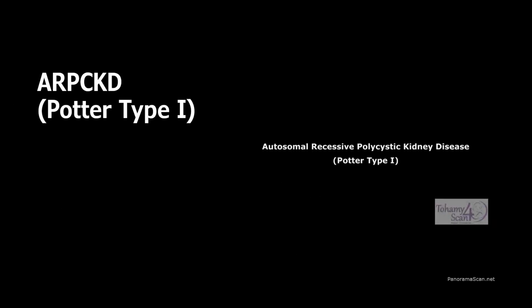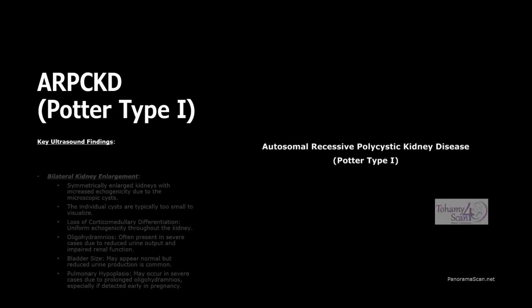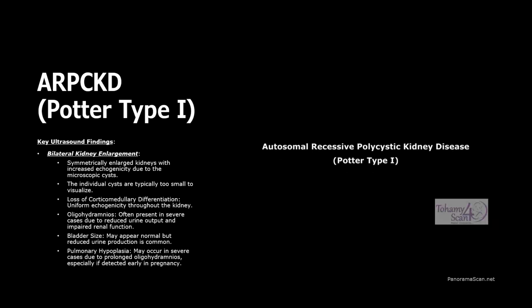Moving on to the ultrasound findings for ARPKD, here are the most important characteristics we should look for. The kidneys will appear symmetrically enlarged on ultrasound. This is due to the microscopic cysts within the kidneys. They will show increased echogenicity, but the individual cysts themselves are usually too small to visualize clearly.